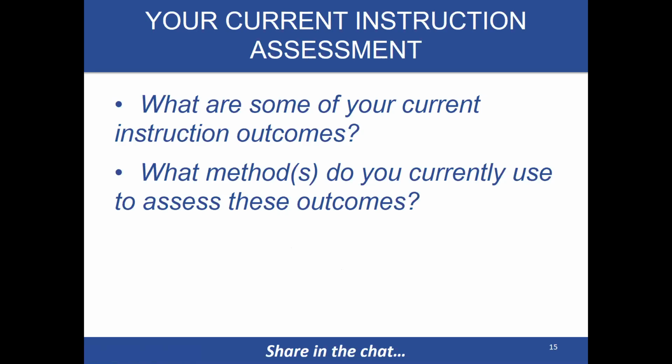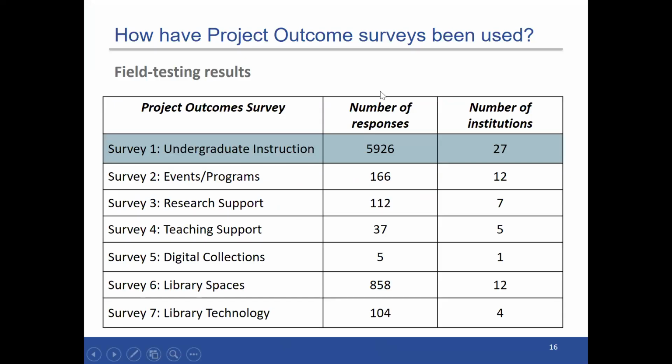So let's take a look as a broader context based on what you shared at how others have used project outcomes surveys. During the field testing, we had all 7 surveys available, and you could use any number of these surveys as frequently as you wanted. And it turned out that the top one by a long shot was the undergraduate instruction survey, which tells us a great deal about what is currently important with most libraries.